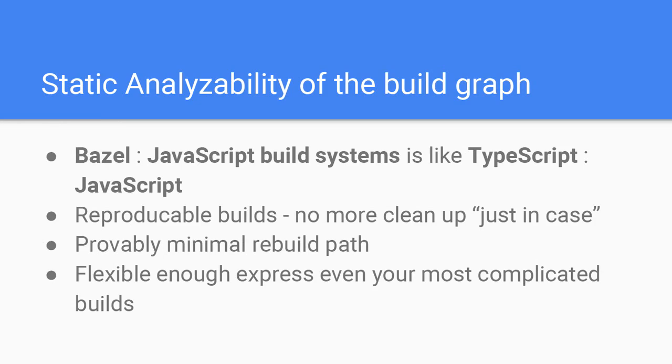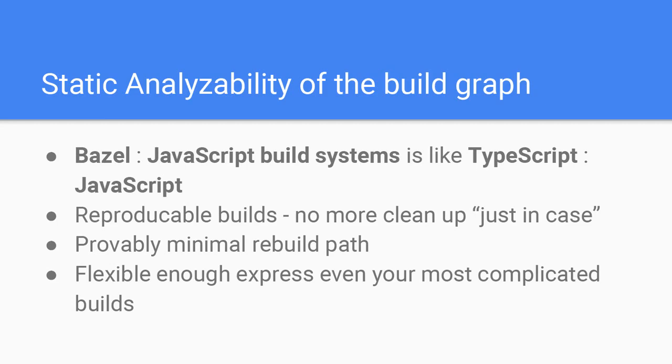I like to think of it as the JavaScript build systems currently, most of the ones we're working with, have no static analyzability properties, just how JavaScript doesn't have much static analyzability. TypeScript gives you this ability, and that comparison is very similar to what Bazel allows you to do versus current JavaScript build systems. So TypeScript to JavaScript is similar to Bazel to JavaScript build systems.